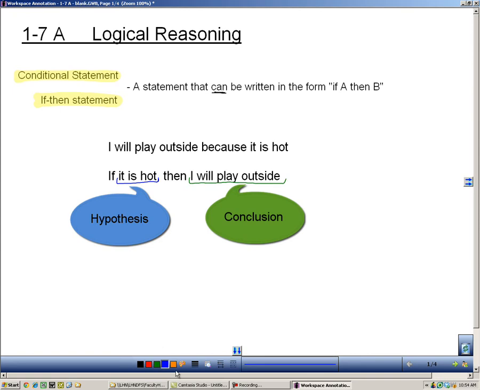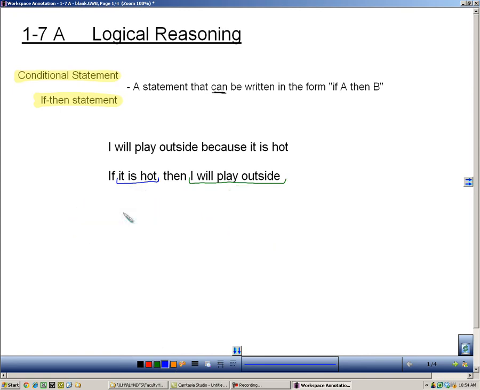The hypothesis sets everything up. The hypothesis says, here's the way things are, here's the condition, and then based on that condition, the part that comes after the then is the result. Then I will play outside. All conditional statements can be written as if-then statements, and once you write them as if-then statements, you can see what the hypothesis is and the conclusion.